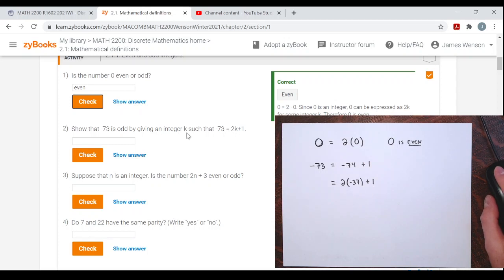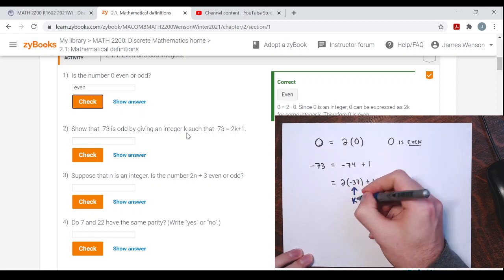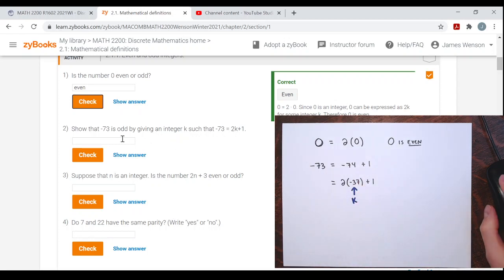Now they want this integer k, that the k here would be the negative 37, in 2 times k plus 1. So over here I'm just entering negative 37.